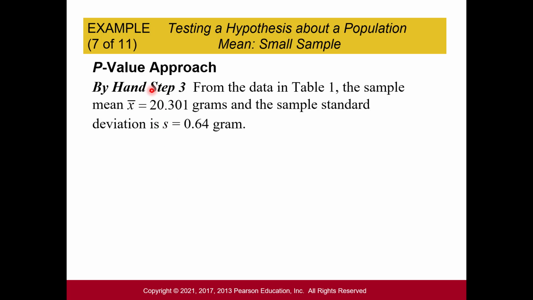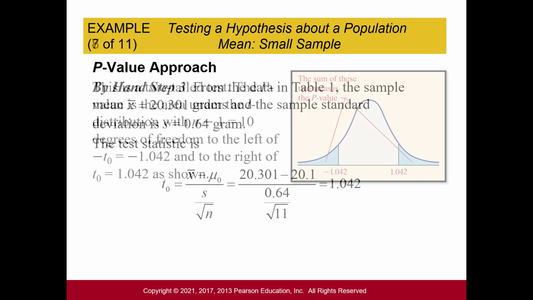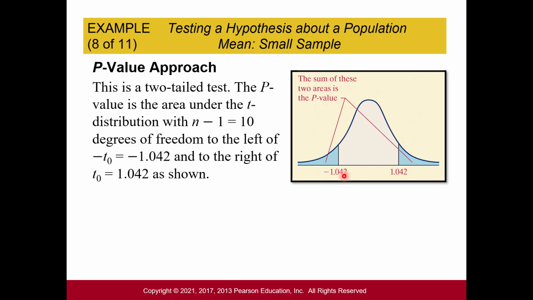Okay, same problem, but just doing our p-value approach. So we got our sample mean and standard deviation from our raw data. Our test statistic is still 1.042. And now for our p-values, remember we're looking for probability here. And so we have negative t-naught is negative 1.042, and then t-naught is still positive 1.042.